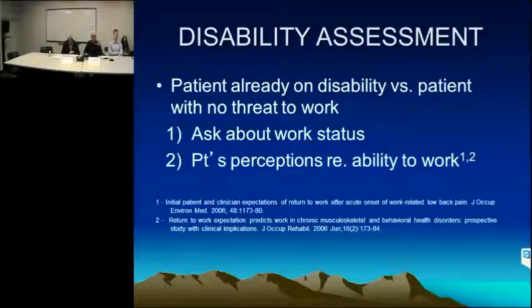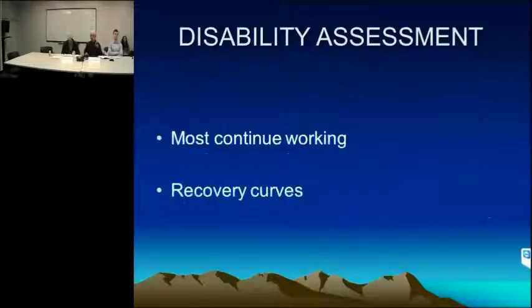They're worried because they can't play tennis on the weekends, which is important, but it's different from work disability. So you need to find out about what their work status is, and we'll get back to this, patient's perception regarding ability to work. This is a key thing. So it is important to know, when you're doing disability assessment, know the baseline.